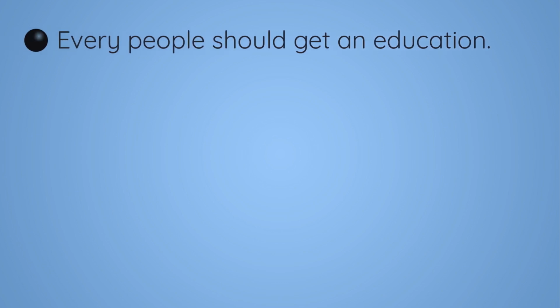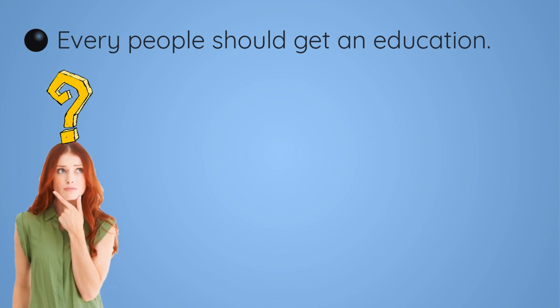The first sentence: every people should get an education. Is this sentence okay? Every people should get an education. If you think it's not okay, and of course if it's on this board, it probably is a mistake. Why do you think it's a mistake?